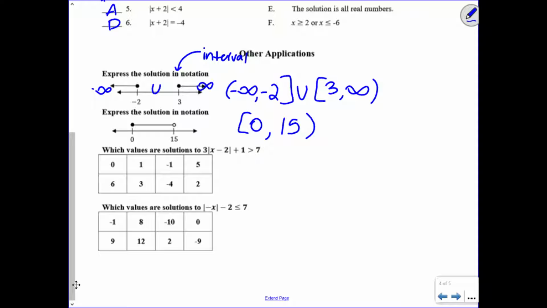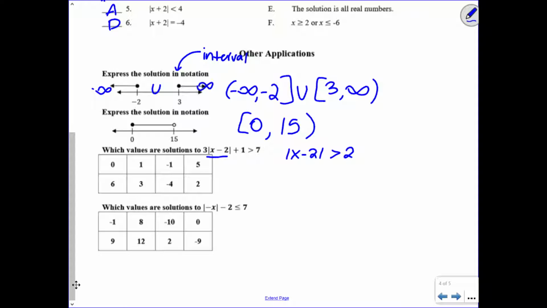So what would I do first? Simplify, right? Get the absolute value of this piece by itself. So I'm going to subtract 1, and then divide by 3. The 3 is positive, so you don't have to change the inequality. So x minus 2, absolute value. When I subtract the 1, it becomes 6. Divided by 3, down here, you get 2. Again, you don't have to flip the inequality to go with 2.